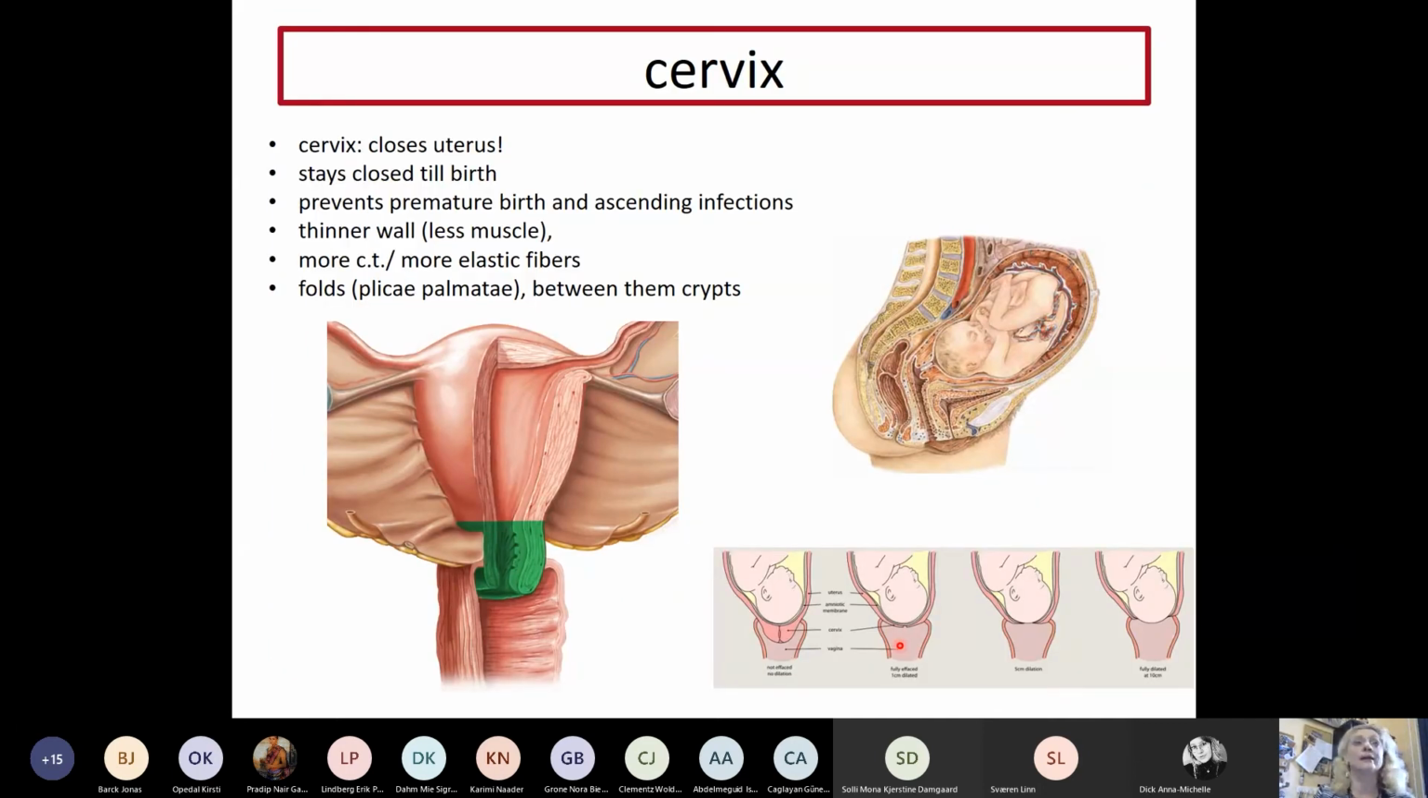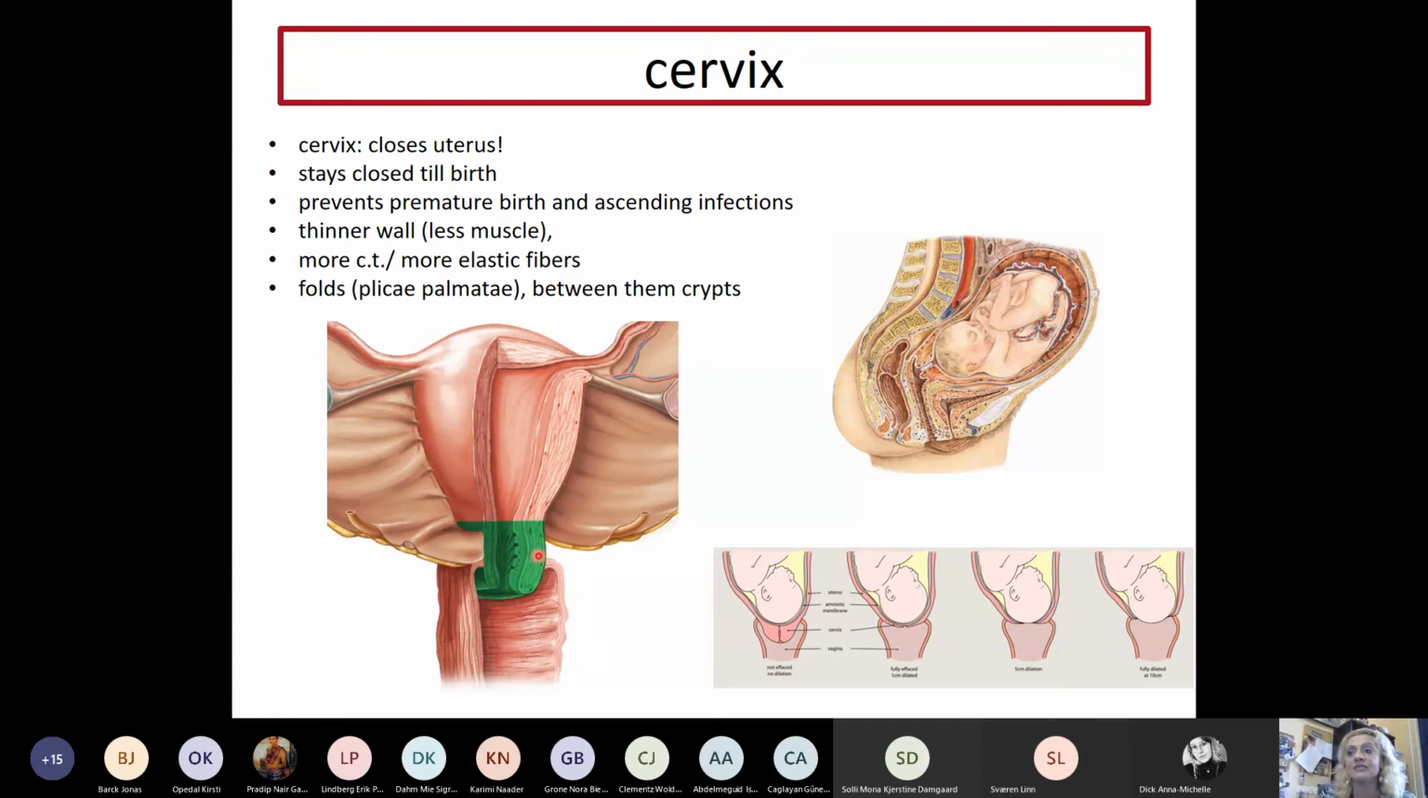Okay, and now we can go back to the cervix as the last part of my lecture today. So cervix here. That's a very important part of the uterus because this is what closes the uterus and stays closed until birth. And it's very important for preventing premature birth and also for preventing ascending infections. As already mentioned many times, the female genital system is open to the outside world, so ascending infections can easily happen.